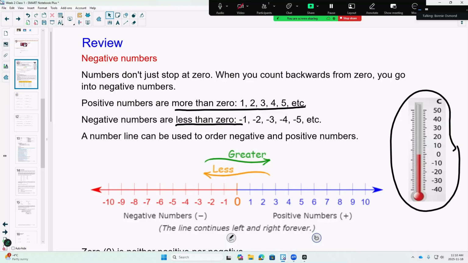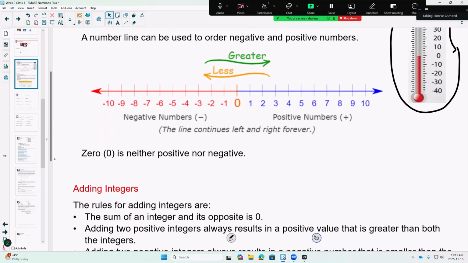For every positive number, there is an opposite negative number. So the opposite of positive 3 is negative 3. The opposite of positive 75 is negative 75. The opposite of positive 1 million is negative 1 million. So every positive number has an opposite negative number.